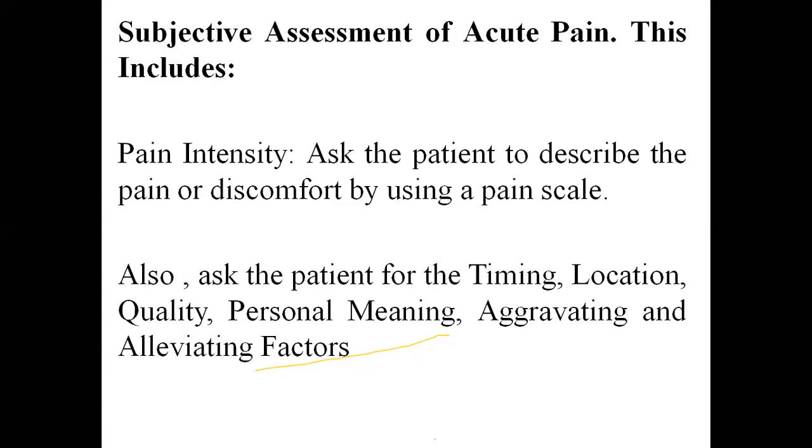The subjective data include pain intensity. You will ask the patient to describe how they feel the pain. You can tell them on a scale of 1 to 10, can you describe how you feel the pain? 1 being the least and 10 being the highest. So you can at least have an idea of what the patient is talking about. And once you are able to get this, you can record it and it will serve as baseline data for you. Also, you ask the patient for the timing, the location, the quality, personal meaning, the aggravating factors, and the relieving factors.